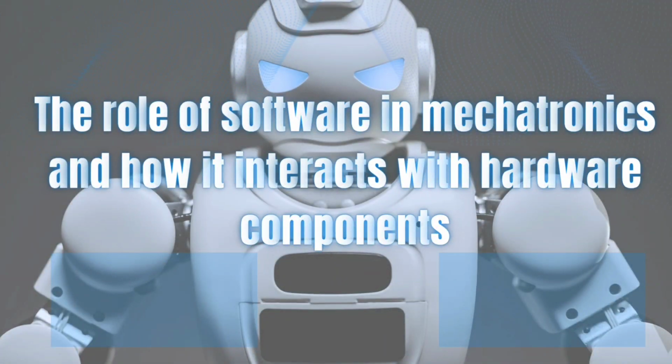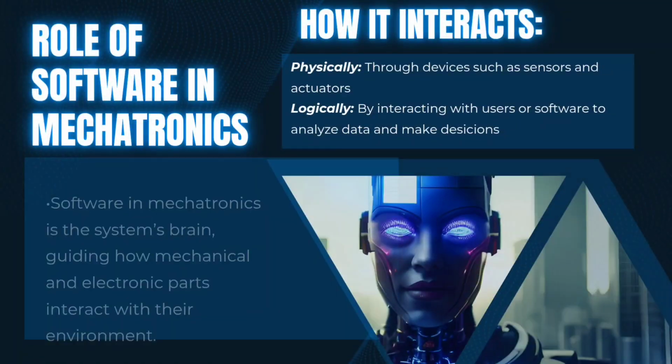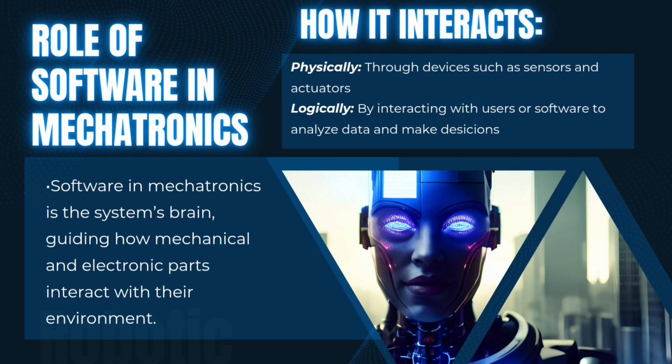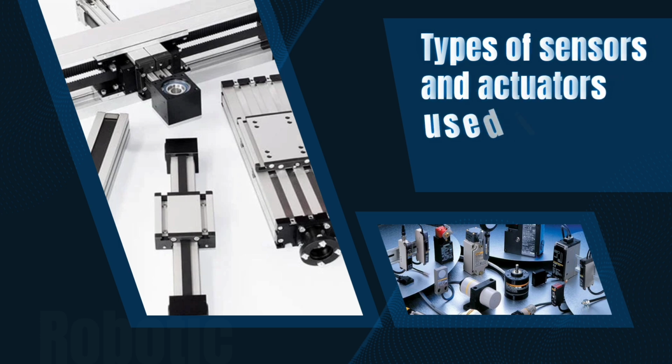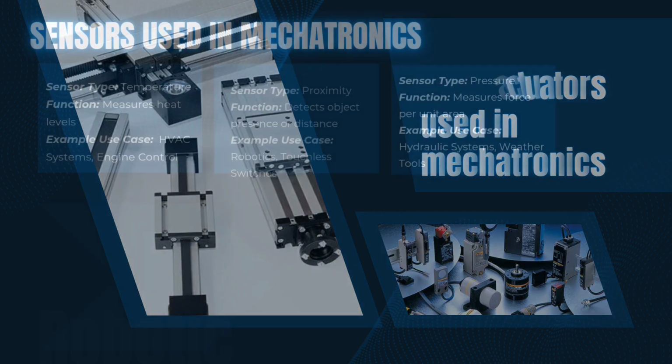And now, let's move to the role of software in mechatronics and how it interacts with hardware components. Software in mechatronics serves as the control center that makes mechanical and electronic components work together intelligently. And it interacts physically through devices such as sensors and actuators, logically by interacting with users of software to analyze data and make decisions.